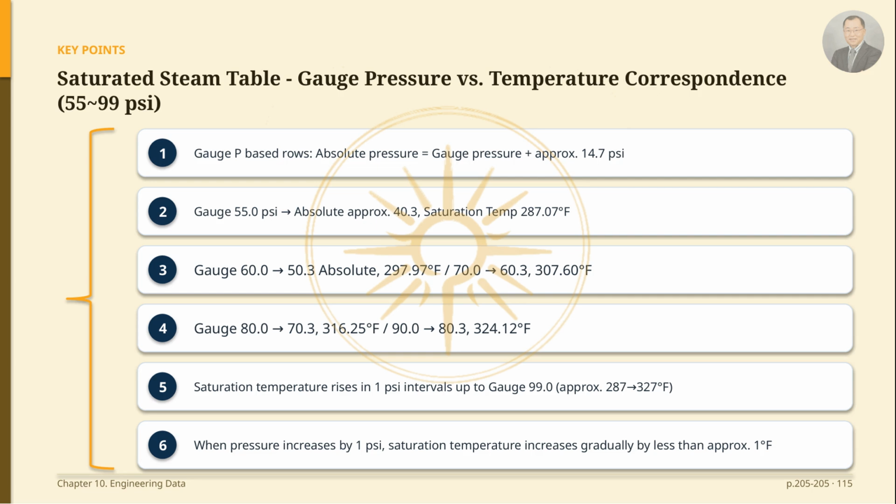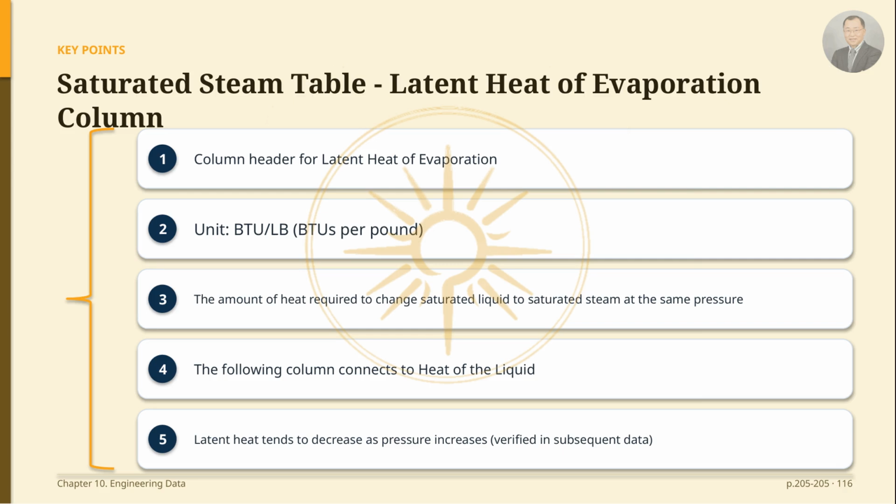At 80.0, it is 316.25 degrees Fahrenheit. And at 90.0, it is 324.12 degrees Fahrenheit. In this way, the gauge pressure increases in 1 psi increments up to 99.0 psi, and the saturation temperature rises gradually accordingly. You can see a trend where the saturation temperature increases slowly, by less than 1 degree Fahrenheit, for every 1 psi increase in pressure. Here, I would like to introduce the latent heat of vaporization.